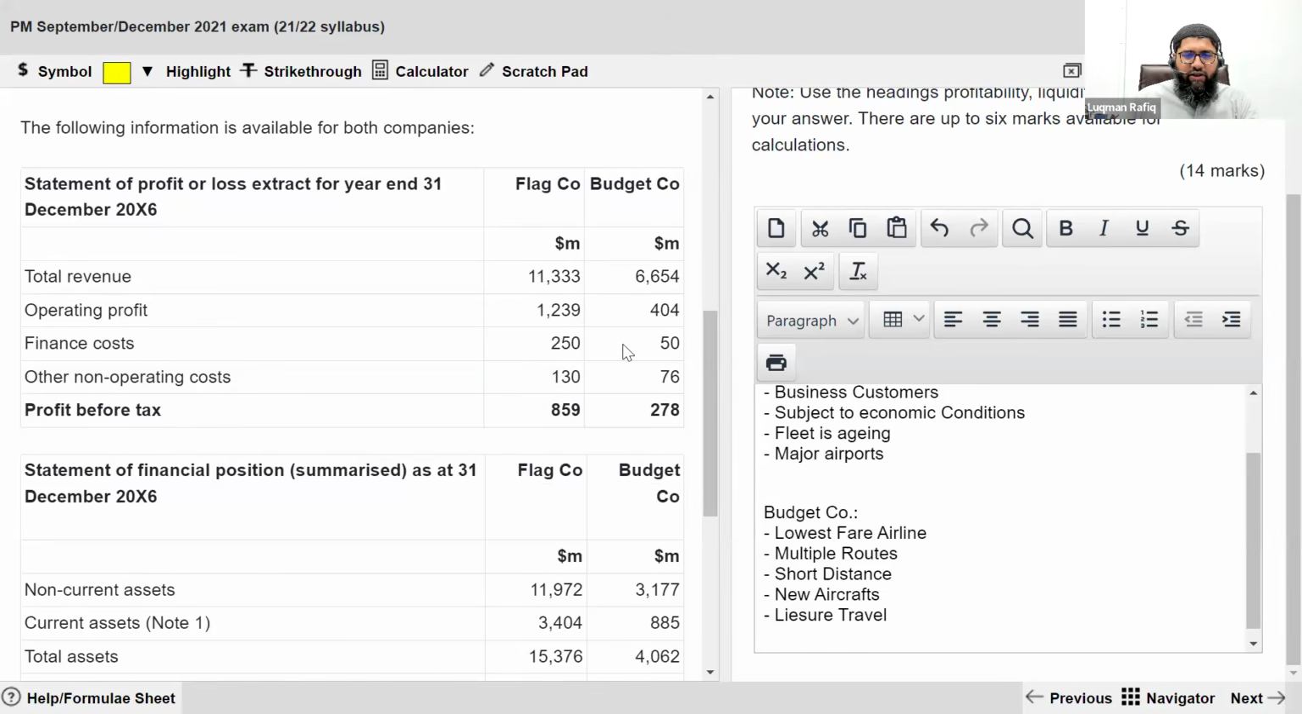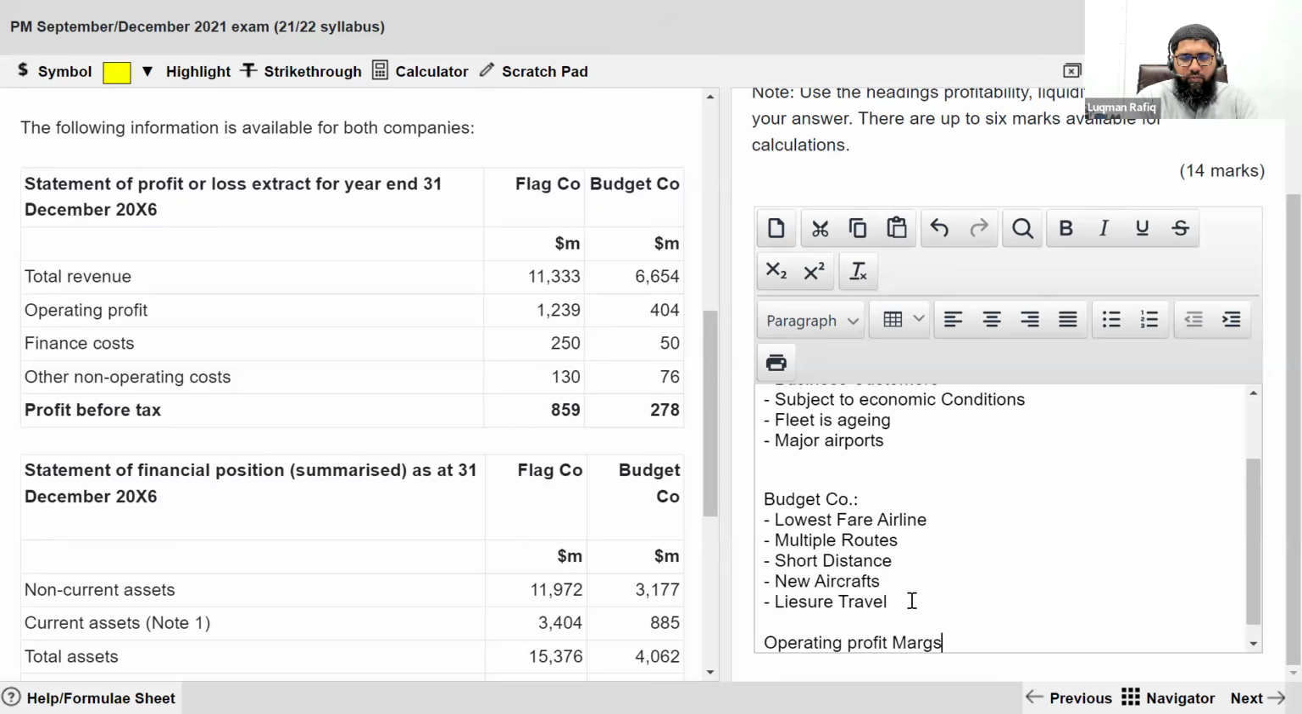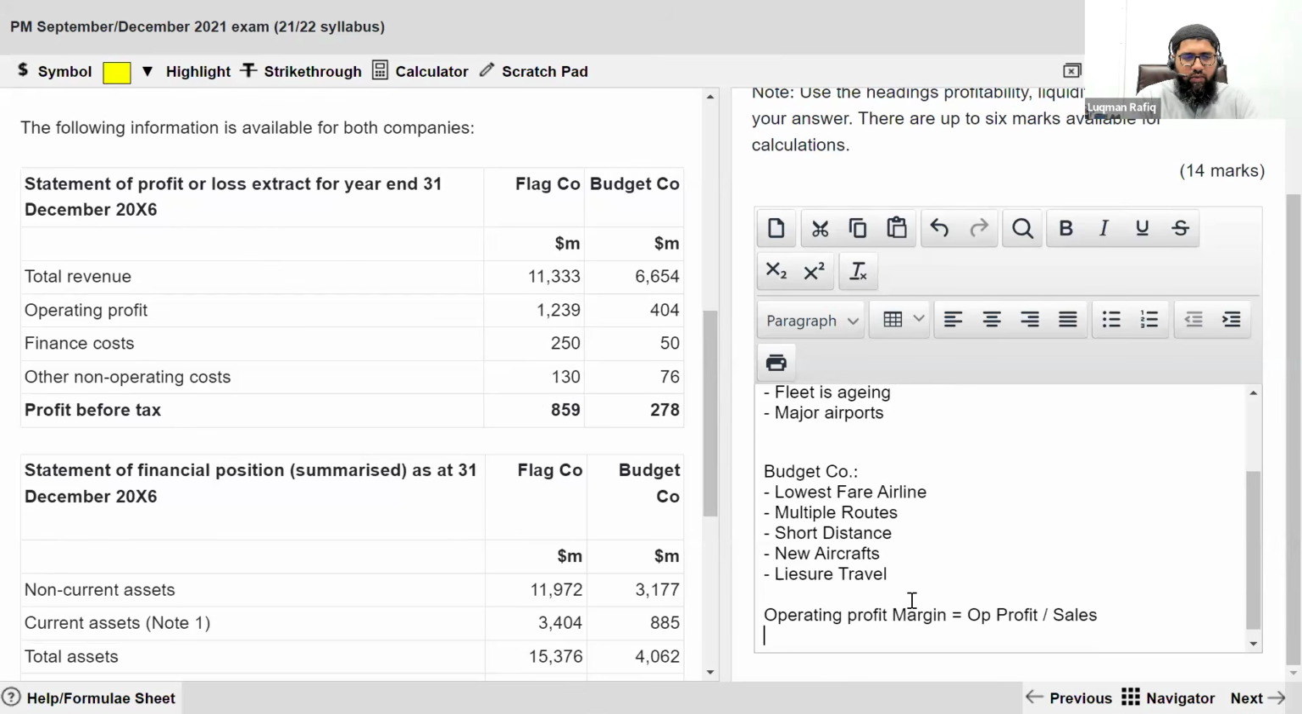Now, what is it that you have to do? You've been given the revenue, operating profit, etc. So what are you going to measure? You're going to measure operating profit margin, which is operating profit divided by sales. Profit margin, which is the profit before tax divided by sales.